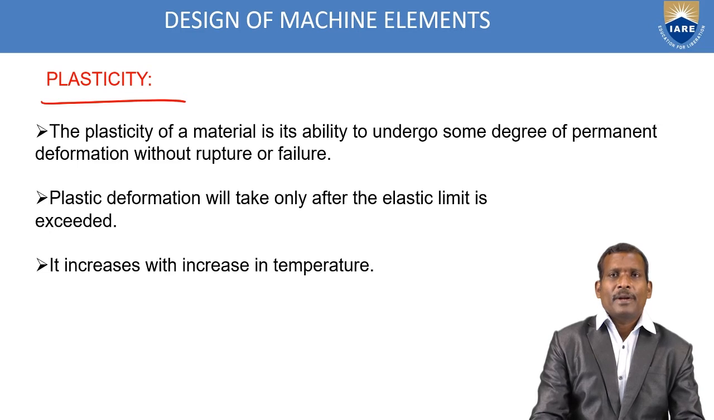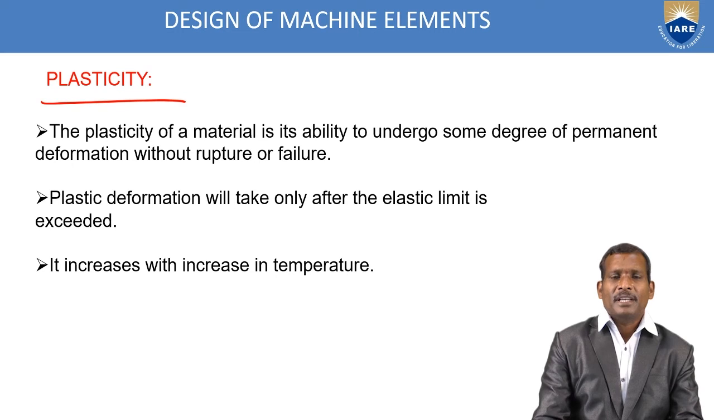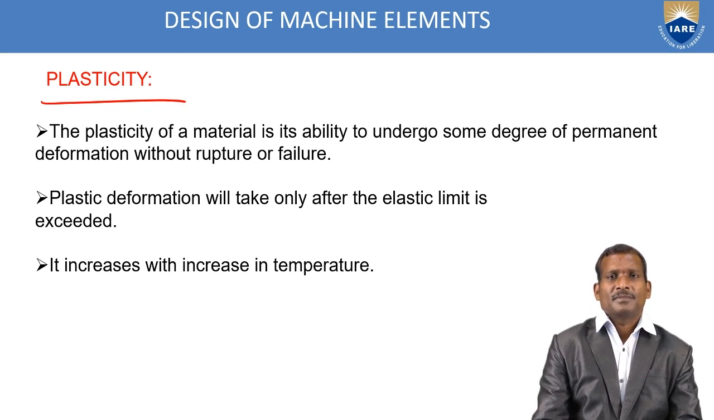Next property is plasticity. The plasticity of a material is its ability to undergo some degree of permanent deformation without rupture or failure. So the plasticity property is opposite to the elasticity property. Whenever you remove the load in elasticity, it goes back to its original position. But in this case, not like that. The permanent deformation will occur.